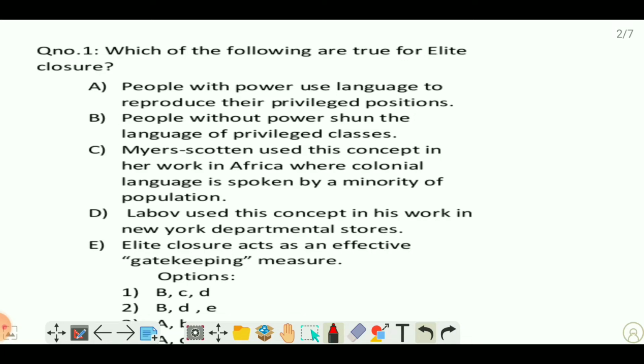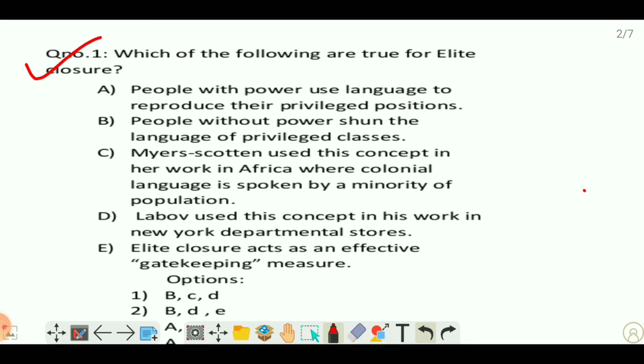Today we are going to discuss some of the questions that were asked from the sociolinguistics portion in the UGC NET examination 2020. Question number 1 is, which of the following are true for elite closure? Before we move on to the options, let us first understand what is elite closure.